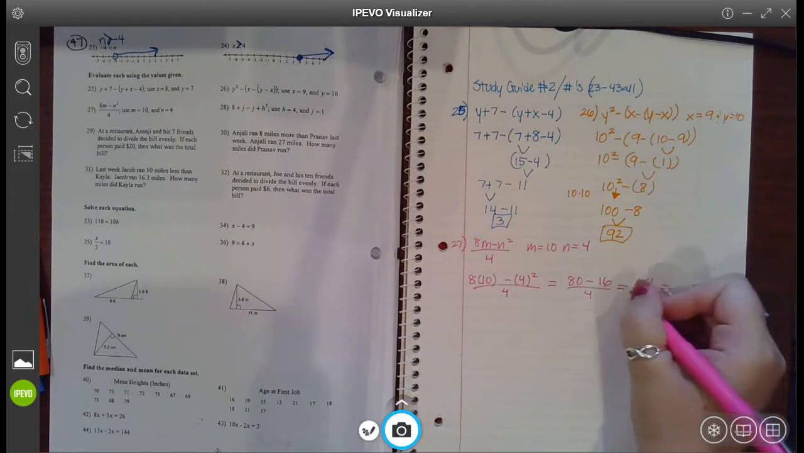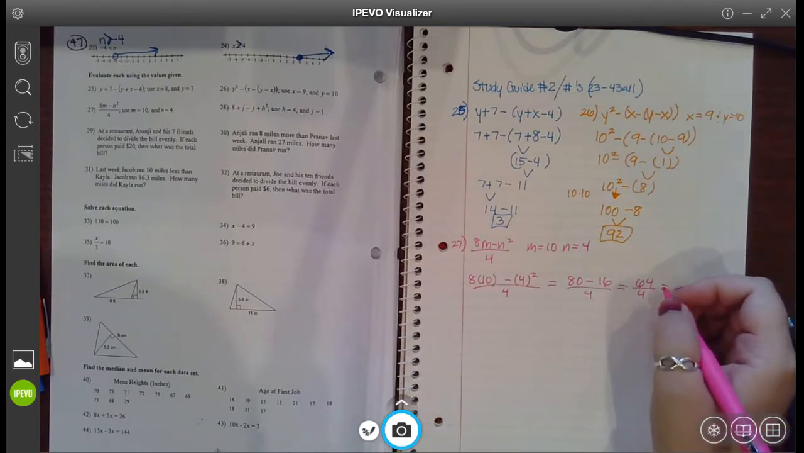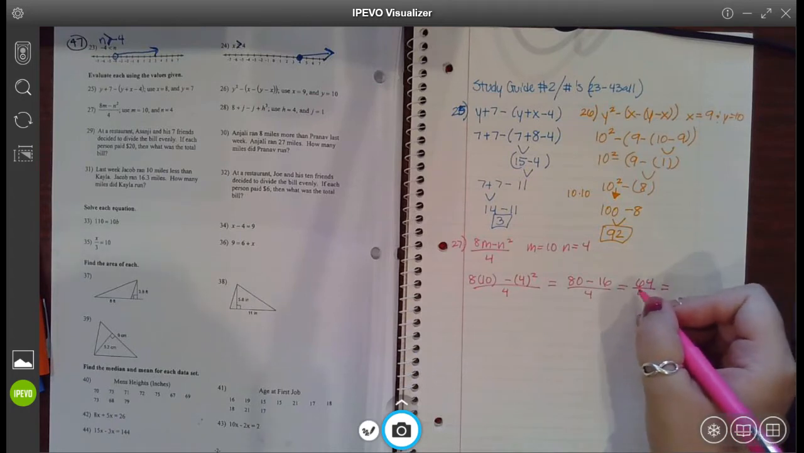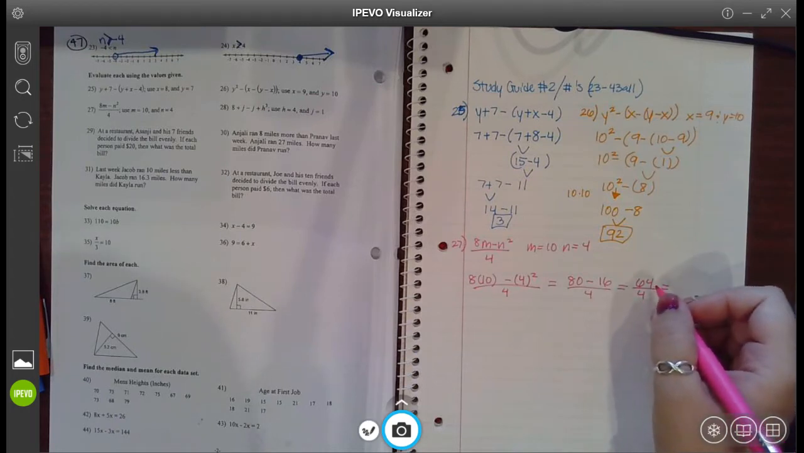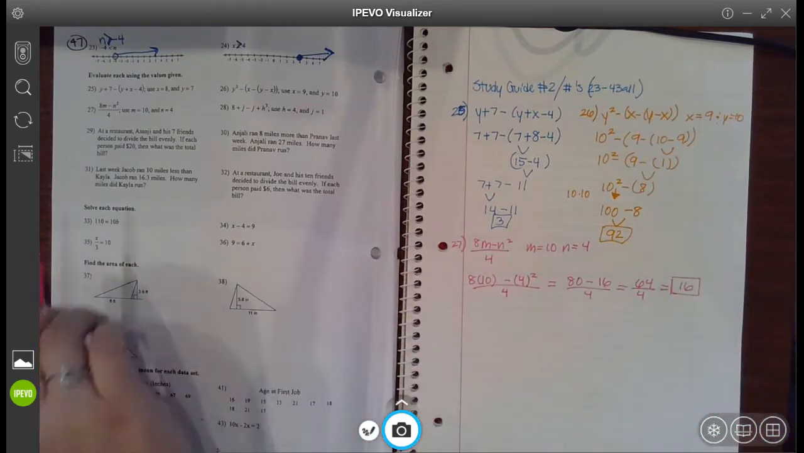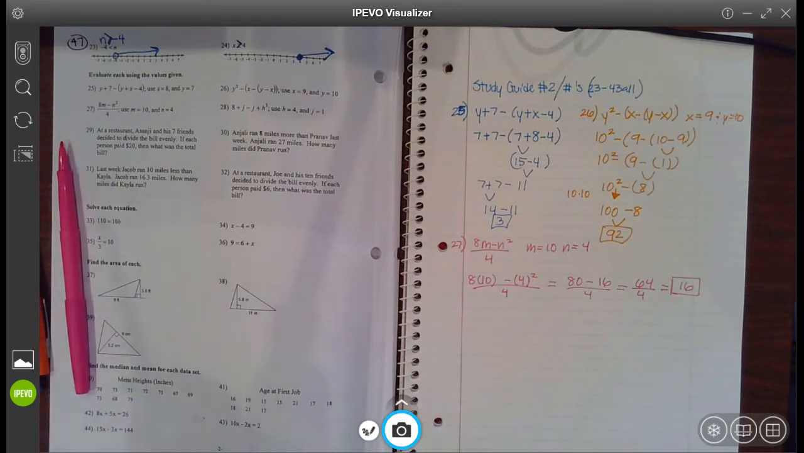Okay, 80 minus 16 is 64. Now you have a single number over a single number. And when you have that, that means the top divided by the bottom, because that's what a fraction is. Well, 64 divided by 4 is 16.